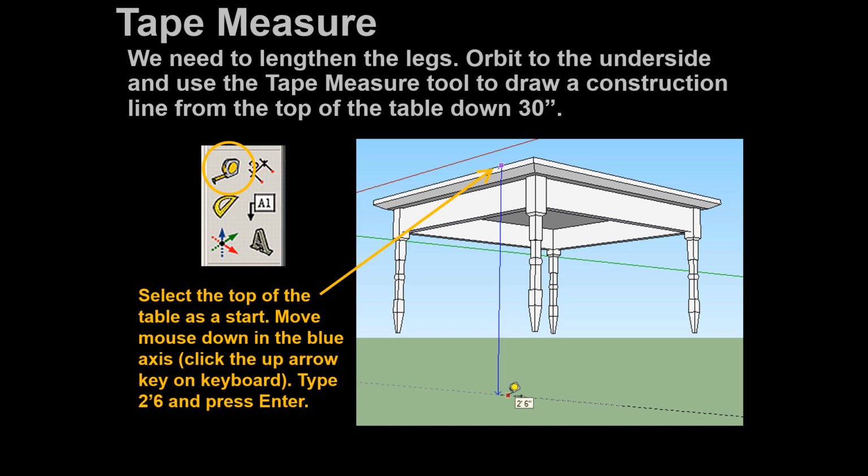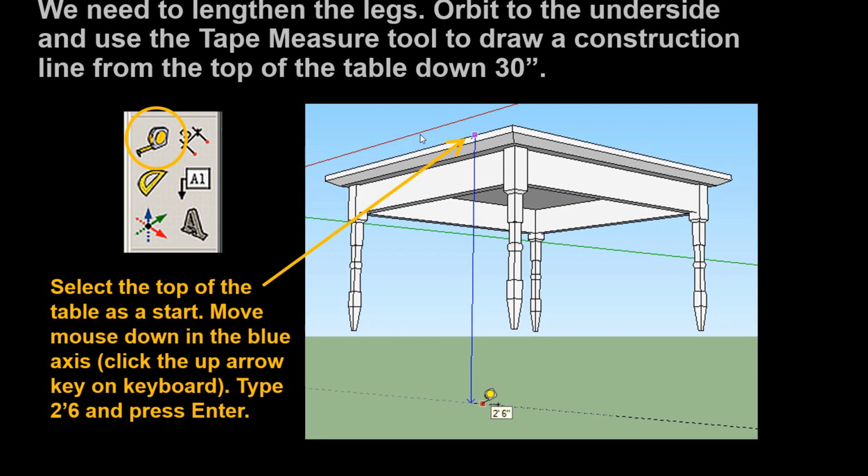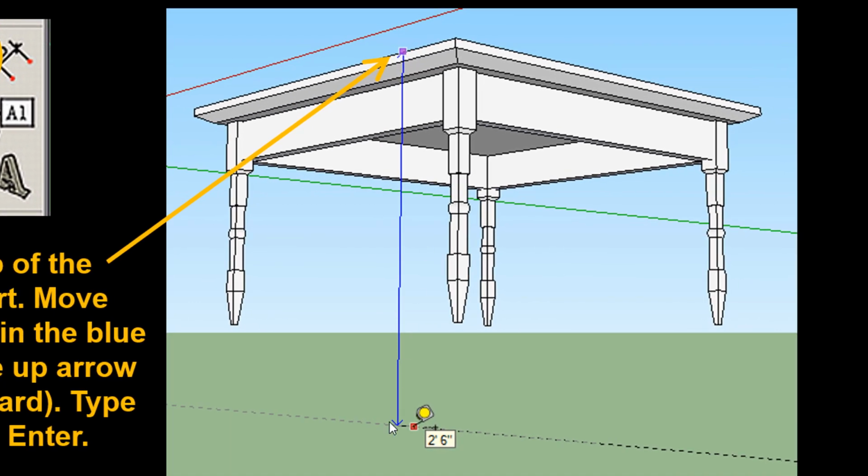So now we have to make it the right height, because at this point, the legs are only chair leg height, right? We need to now stretch them and make them larger or longer. So I'm going to do a tape measure line and bring that tape measure line from the top of the table straight down and type in 2'6" or 30 inches. That is the distance typical of a standard height table, 2'6" or 30 inches. And so now we have a line here that we are going to be able to snap to.